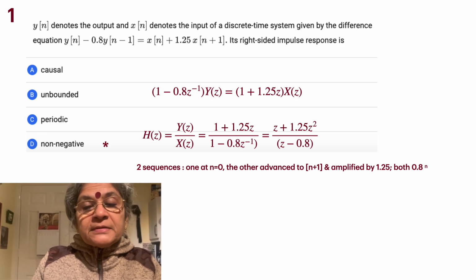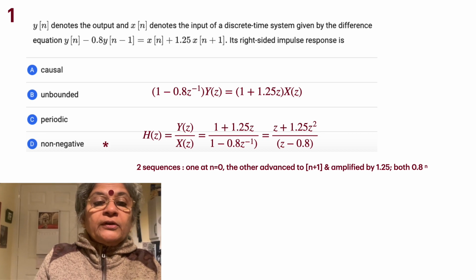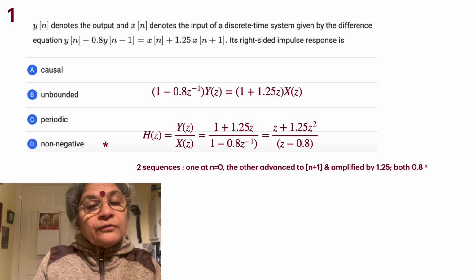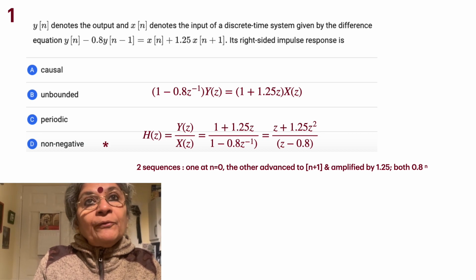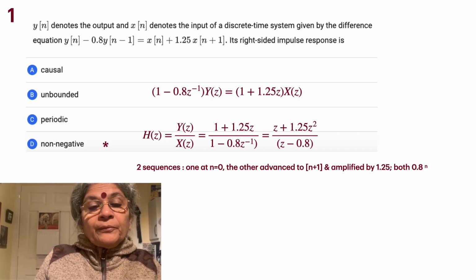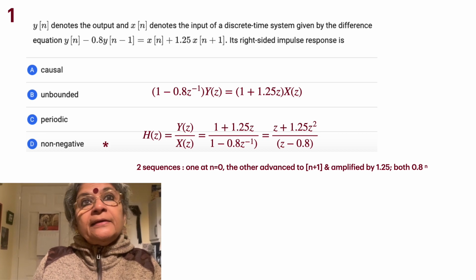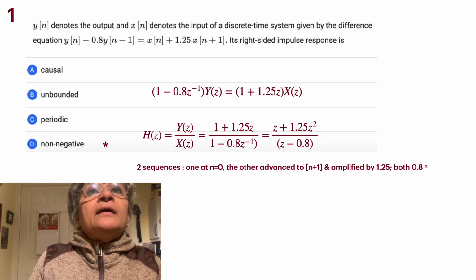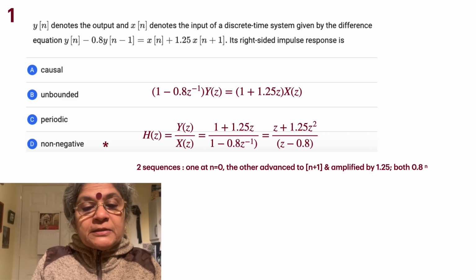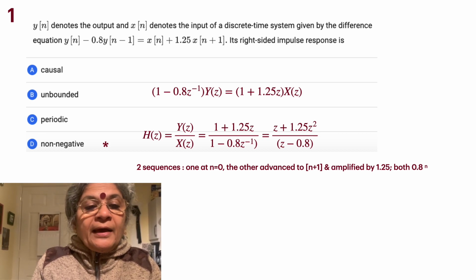What is its impulse response? Now we have to solve for it. We need to find h[n]. We have Y(z) by X(z) giving us H(z), which gives the impulse response. It may also be called G(z), but if you call it H(z), it becomes the Z transform of the impulse response. So let's see what we have here.